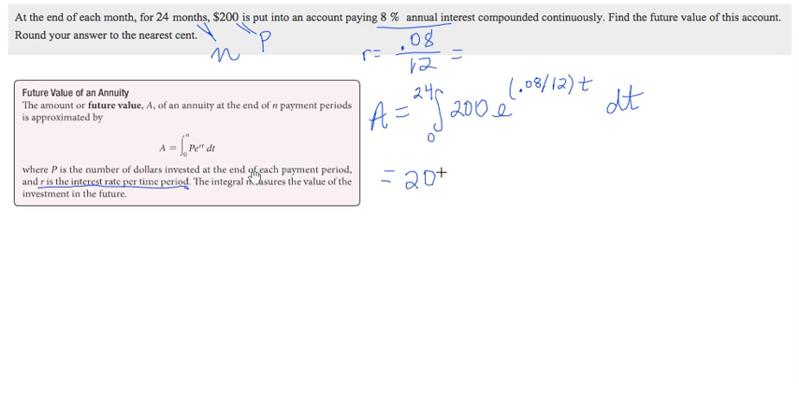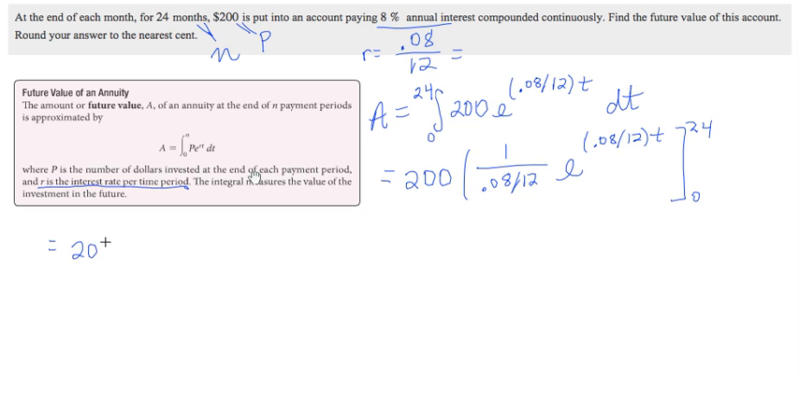So I'm going to pull the 200 out front. Then to anti-differentiate e to this, the 0.08 over 12 is the coefficient of t. So we're going to multiply by 1 over 0.08 over 12 times e to the 0.08 over 12 t. I'm going to take that from 0 to 24, but first we're going to simplify a little bit.